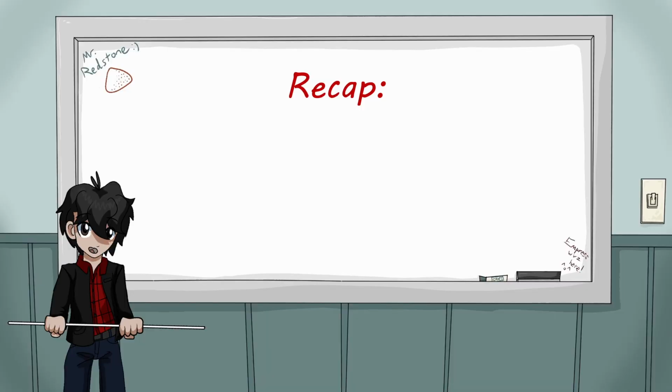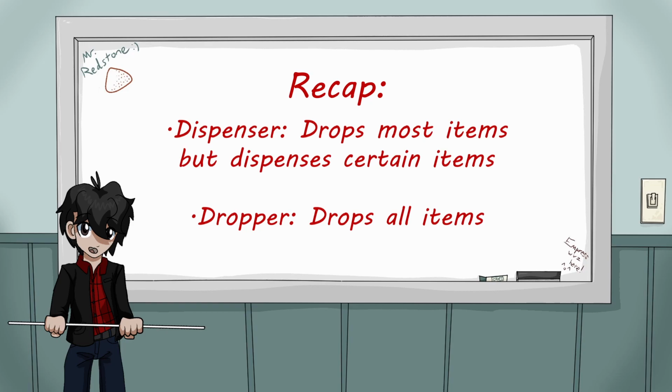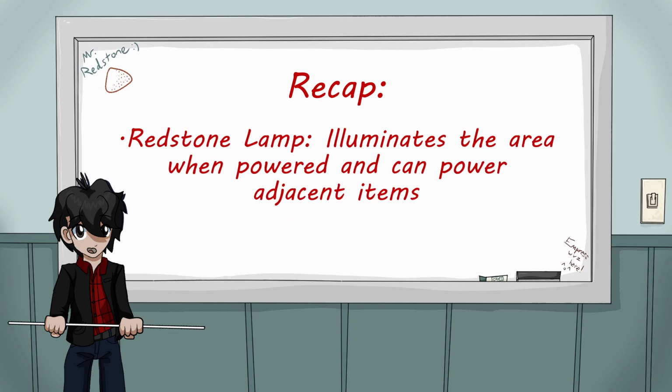So let's go back over what we were just talking about. The dispenser and the dropper are essentially the same thing, but the dispenser can literally dispense certain items, such as water buckets, arrows, and things of that nature, where the dropper does not dispense anything, it literally just drops the items. And then the redstone lamp is basically just a lamp. It can turn on when it is powered on, and it will turn off when there is no signal to it at all, and it can power adjacent things.